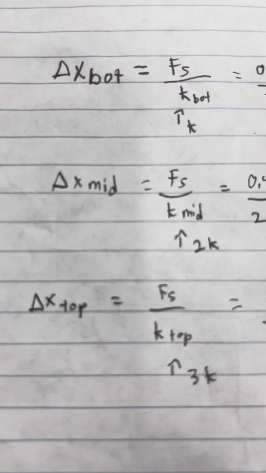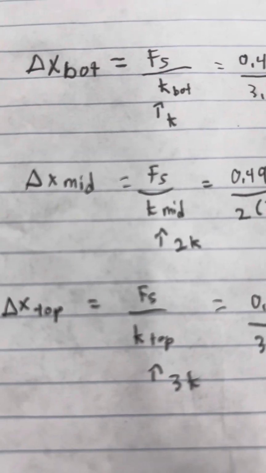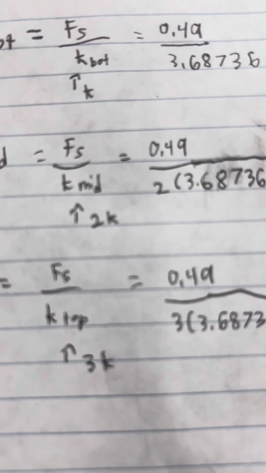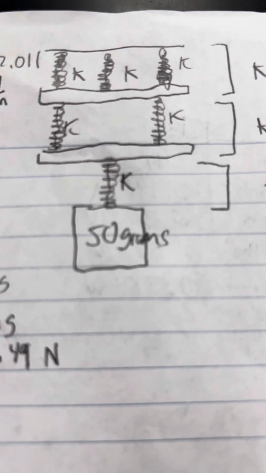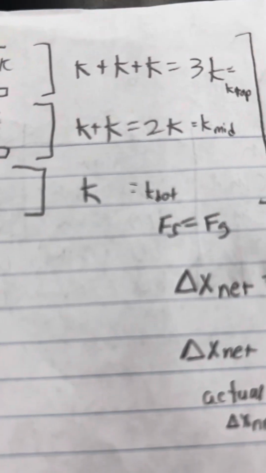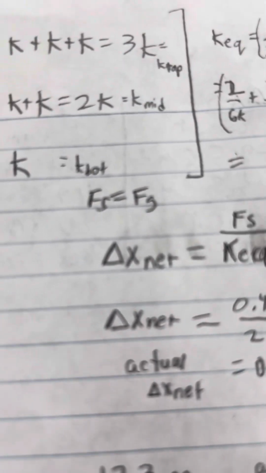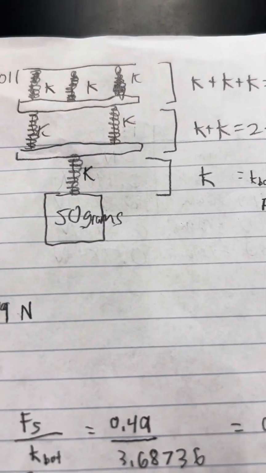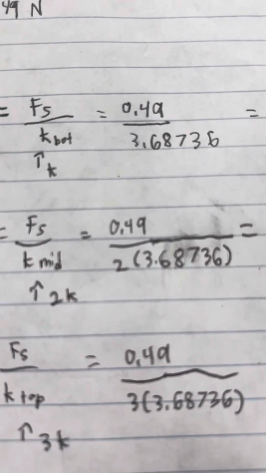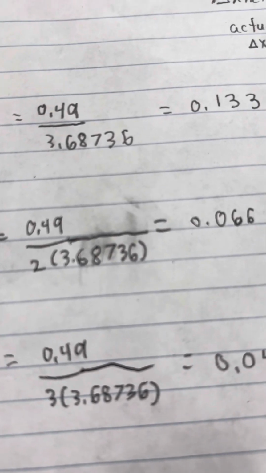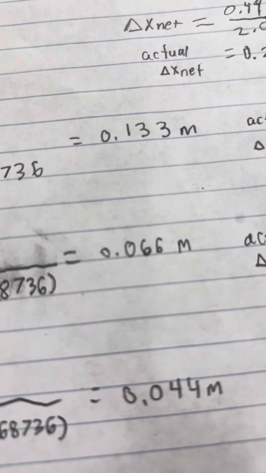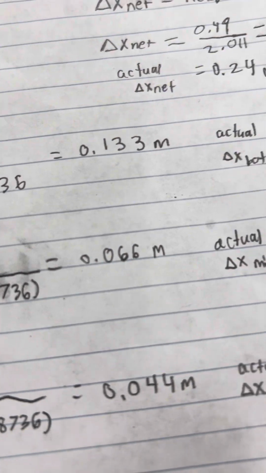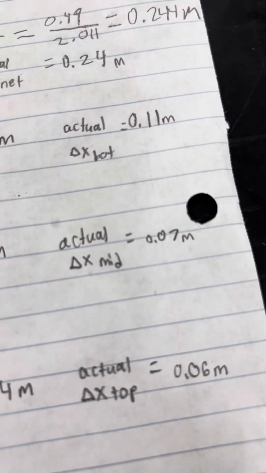Alright, let's move to delta x mid now. Same formula, delta x mid is equal to Fs over k mid. However, this time it's 2k. This is because there's two springs in a parallel system, which is why k plus k equals 2k equals k mid. Using that math, we have the same Fs because the Fs is distributed evenly between everything. And then we have 2 times the k we calculated earlier, which gets us 0.066 meters as the theoretical extension, and the actual extension as 0.07 meters, which is pretty close.